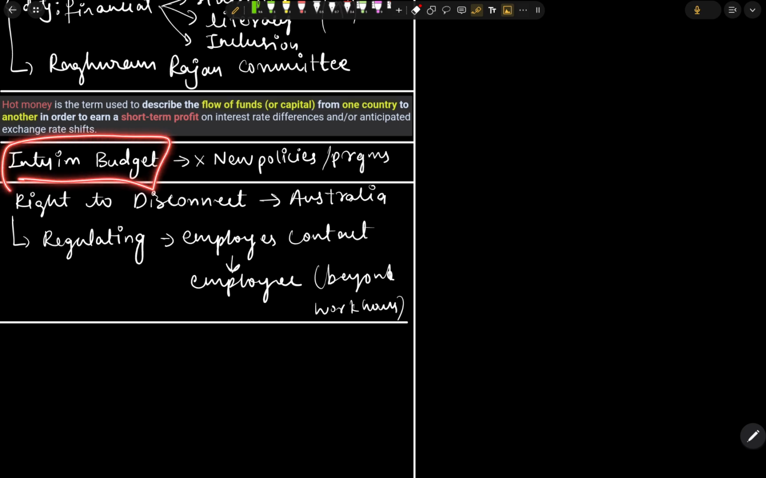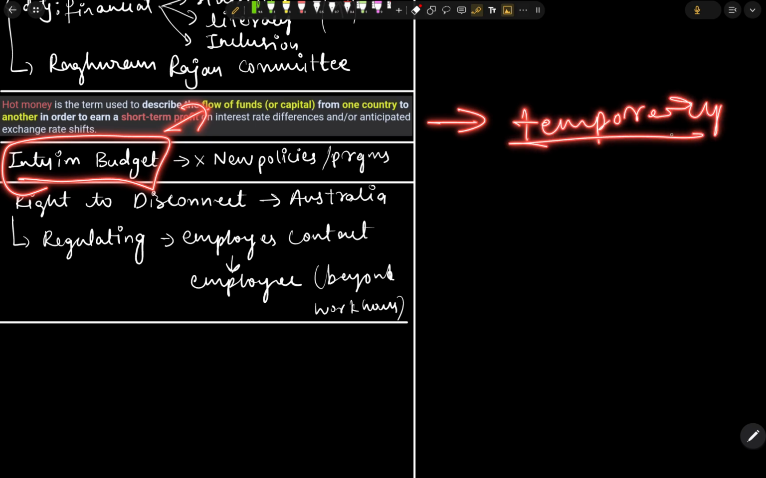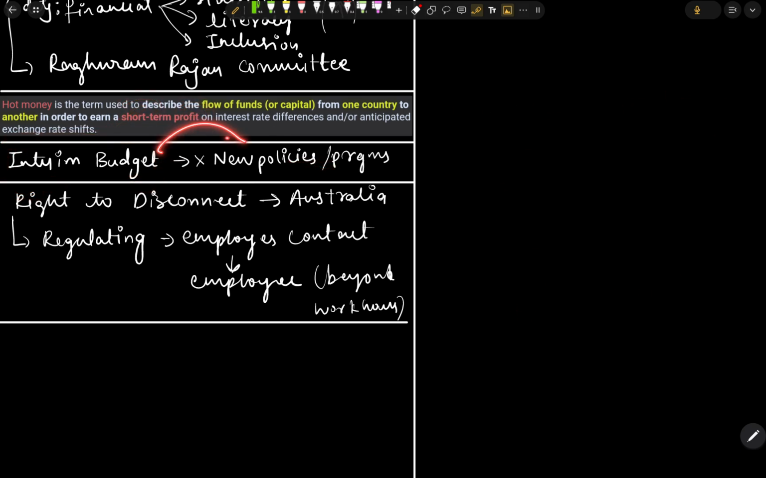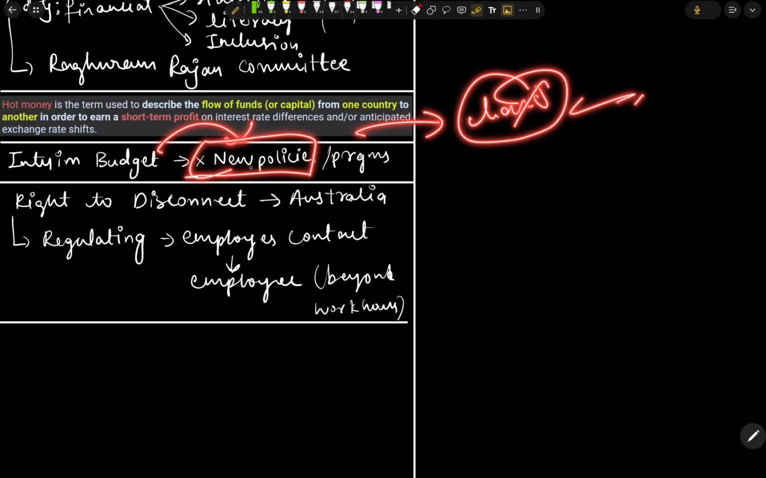And there is a term, interim budget. Interim budget is nothing but a temporary budget which the government launches during the period of election, for emergency needs, until the elections are conducted. This is the definition of the interim budget. And also in the interim budget the government is not allowed to launch new policies or programs. So this is also one thing we need to remember.